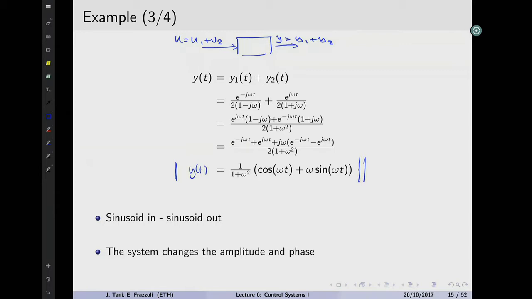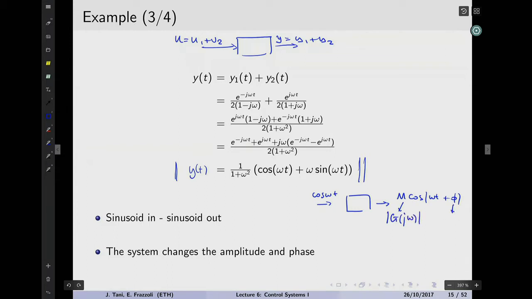But again, we see that we sent in a cosine wave, and we got out something that recalls sine waves. It's a cosine plus an omega sine. It's not really as clean as before. A few slides ago, we said that if you send the cosine as input, you get m cosine of omega t plus phi, where m is the magnitude of the transfer function at j omega, and phi is the phase of the transfer function at j omega. And how does this relate to this? Do you see it as being the same exact thing? Yes, no, maybe?